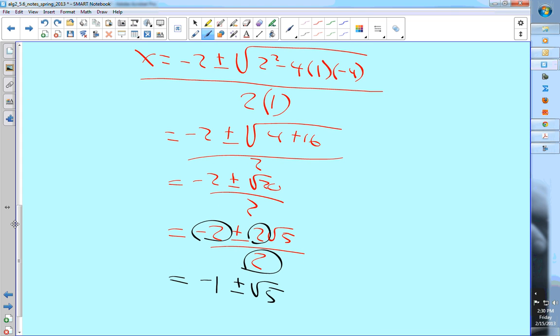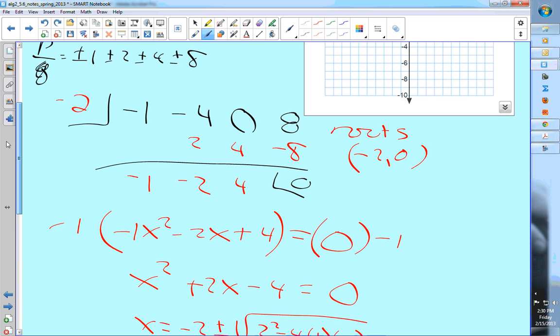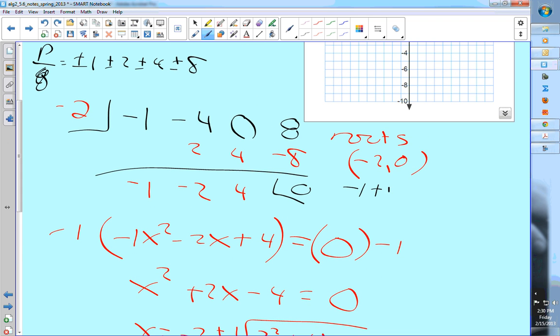Are they imaginary? No, they're just not real. They're just not rational. They're irrational. But they're not imaginary. So that means negative 1 plus square root of 5 comma 0, negative 1 minus square root of 5 comma 0. Those are your three roots.